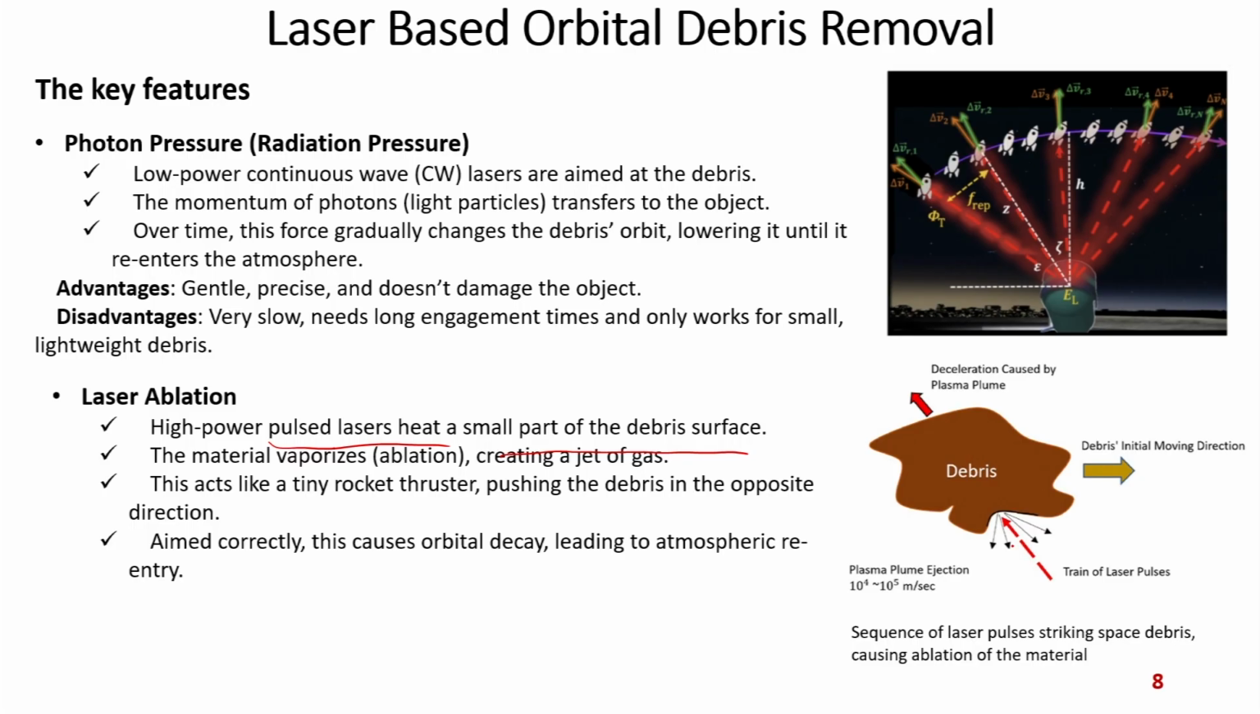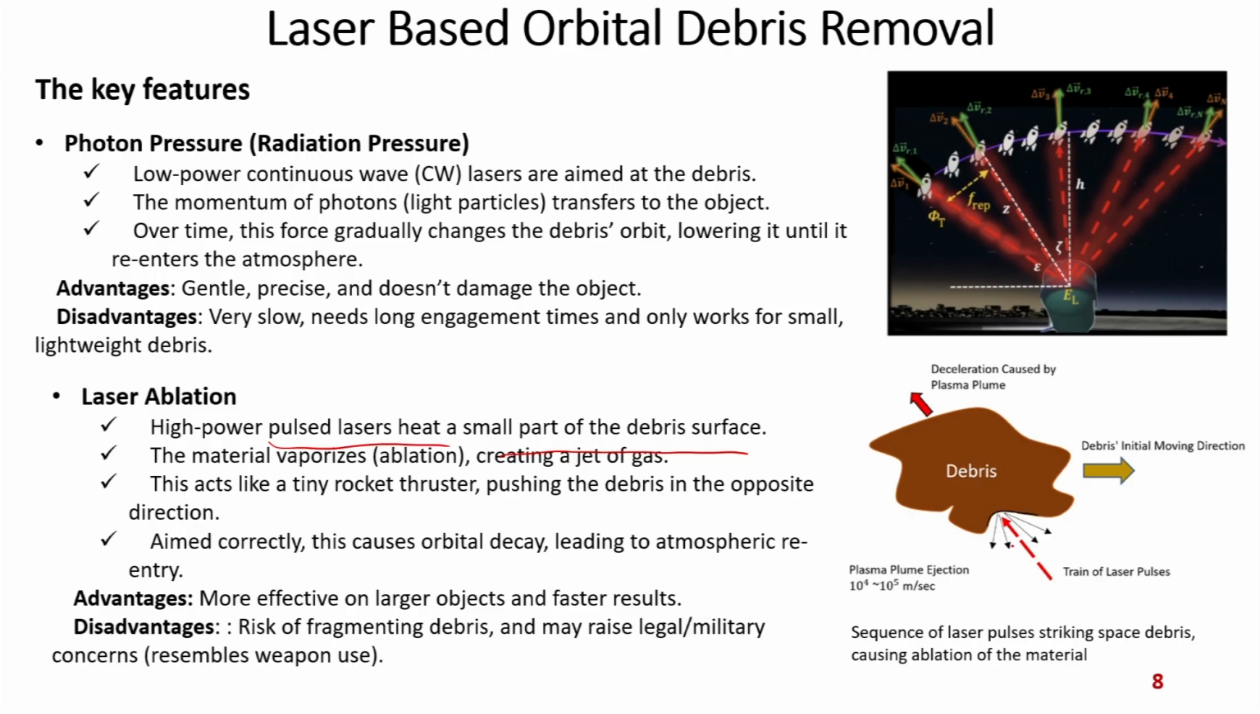So, what is happening here? It is now pushing it in the opposite direction. Actually, the debris initial direction was like that, so the direction is being changed. All this control mechanism can be done in such a way that its orbital altitude is decreased and it gets deorbited. Here the advantage is that it is more effective on large objects and gives faster results as compared to the earlier method where the low power laser system is used. The disadvantage is the risk of fragmenting the debris, and it may raise legal and military concerns. So, these are the problems associated with this.